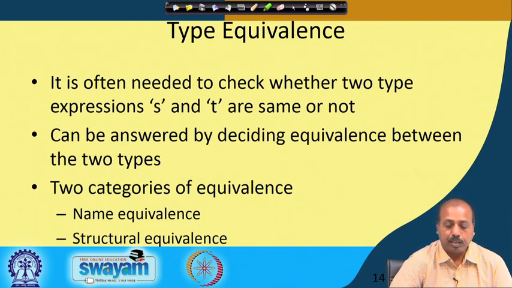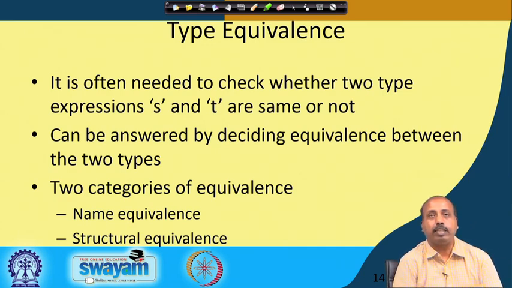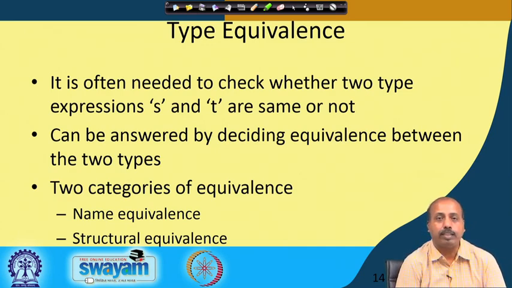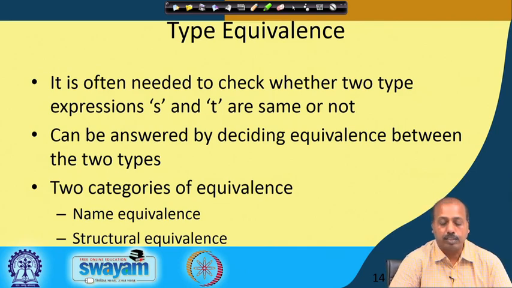If it is name equivalency, it will find that if the names of the two types are different, then they are not name equivalent. In that case it is a type error, and in some cases we will look further. We will look into the structural part of it and see whether they are structurally equivalent or not, and if they are structurally equivalent, then we can say that the two types are equivalent.